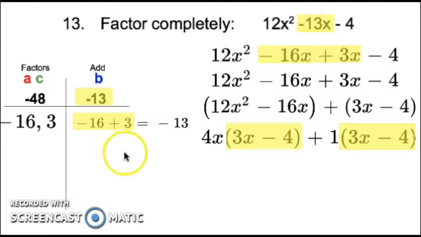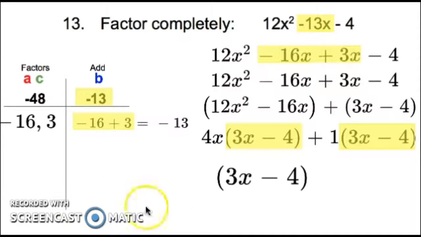Okay, so now the 3x minus 4 is the GCF of both of them. So we take that out first. Take out our GCF.